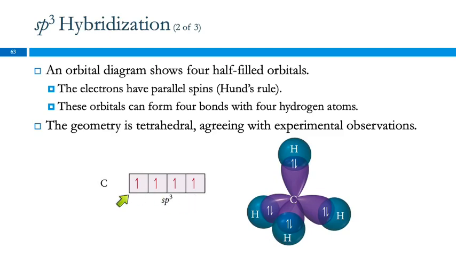When we put the electrons in there, like we mentioned earlier, we do Hund's rule. So if I'm putting 4 electrons in here, they're each going to take their own orbital before they start pairing up.